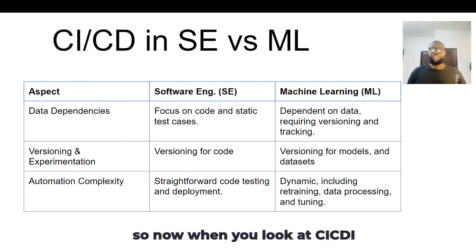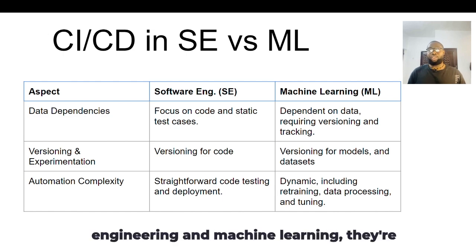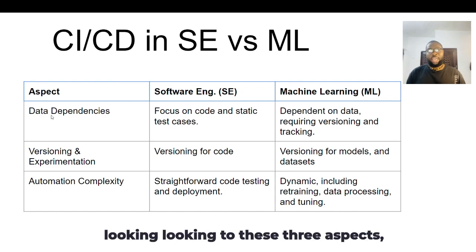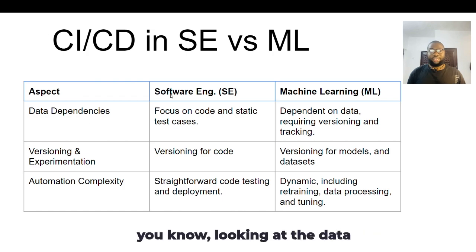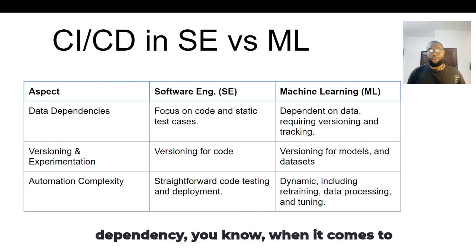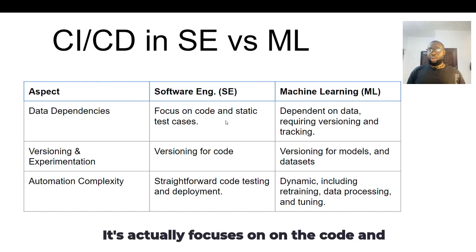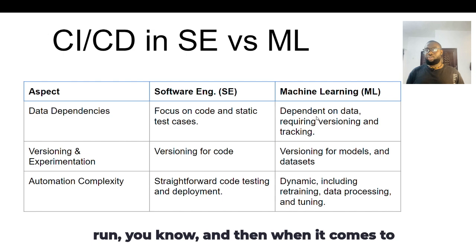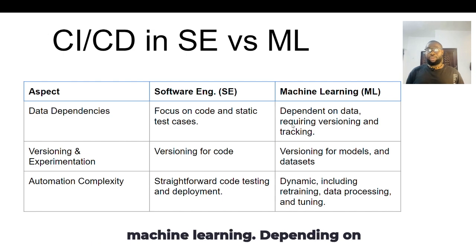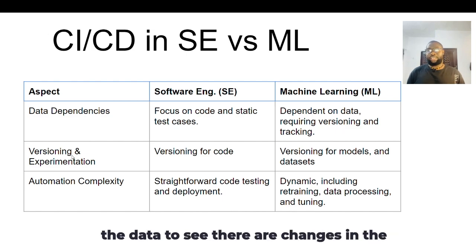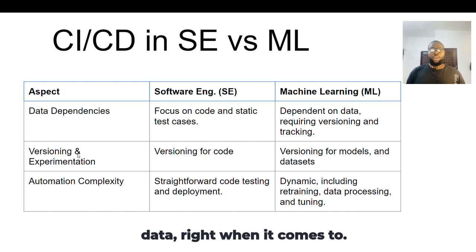Okay? So now, when you look at CICD, we can talk about software engineering and machine learning. They're actually very different, right? We can look into these three aspects. Looking at data dependency, when it comes to software engineering, it focuses on the code and the static tests that they run. And then when it comes to machine learning, it depends on data, right? It requires versioning and tracking the data to see if there are changes in the data, right?